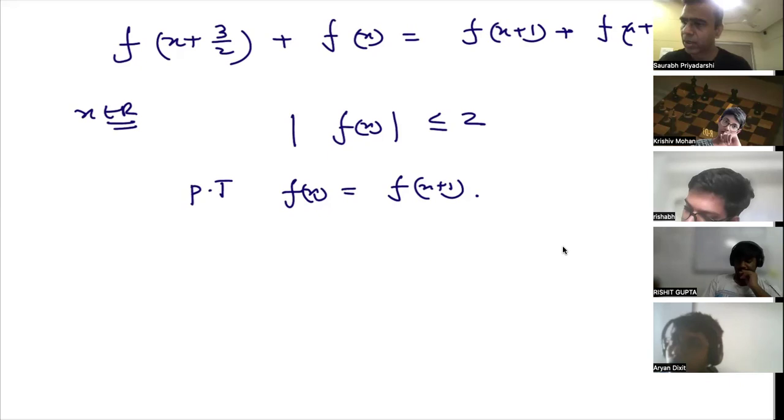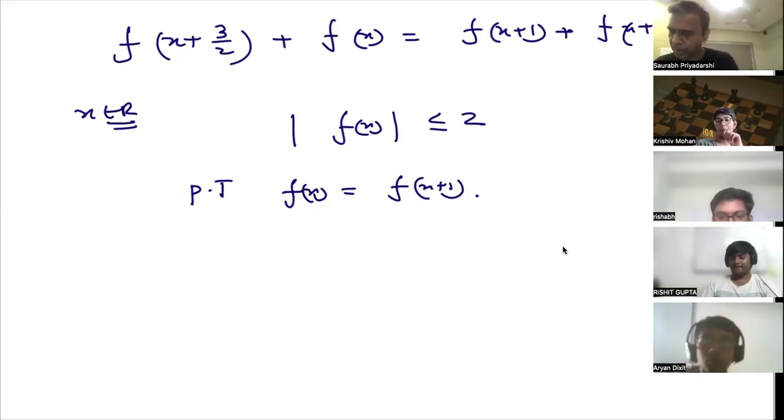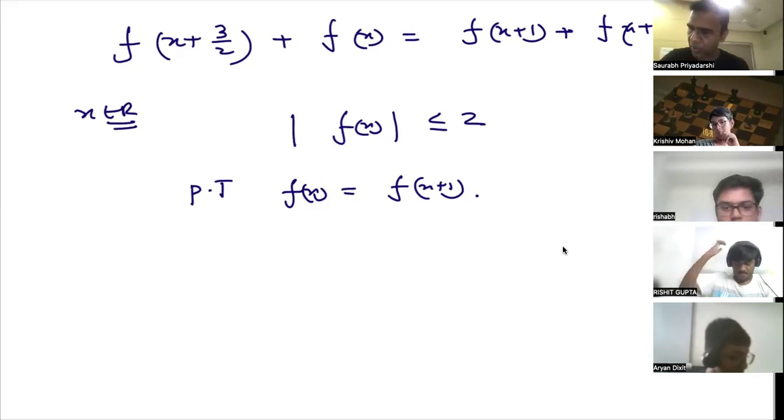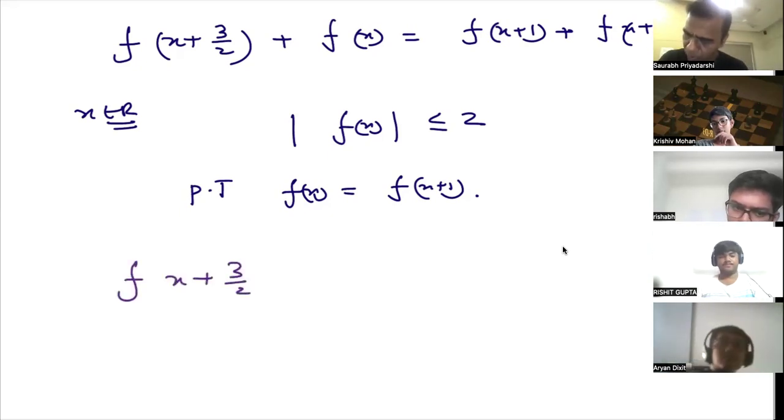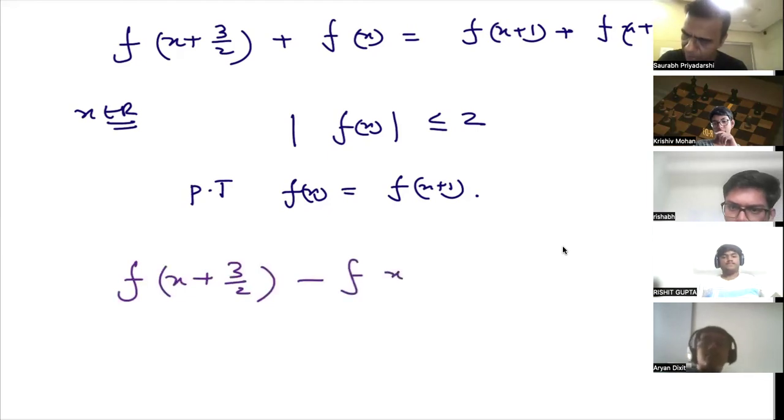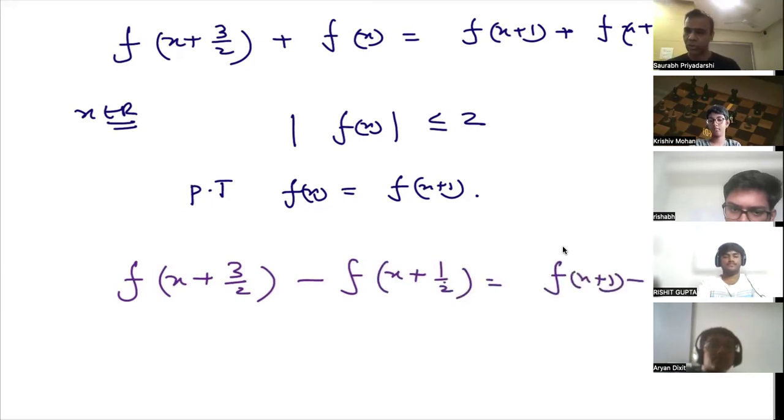See, from the given equation, what can we say from this? We can say this is f(x + 3/2) - f(x + 1/2) = f(x + 1) - f(x). So for each and every value this is true, for x belonging to the reals.